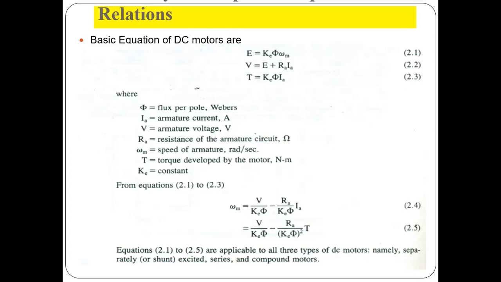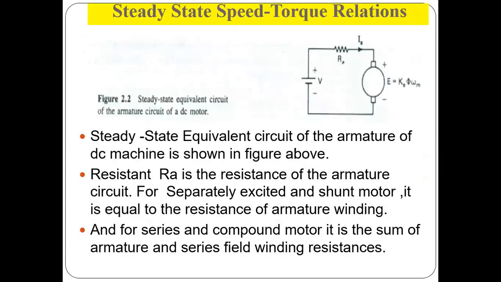Okay, so you can note this point. Equations 2.1 to 2.5 are applicable to all types of motors like separately excited, shunt excited, series, and compound motor. These are the basic equations or relations associated with the DC motor. Now we can look here, we can understand the steady state speed torque relation.